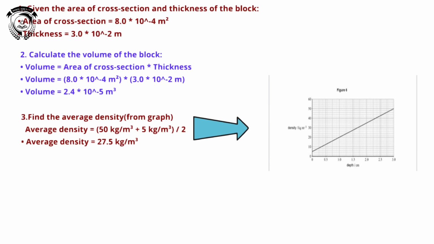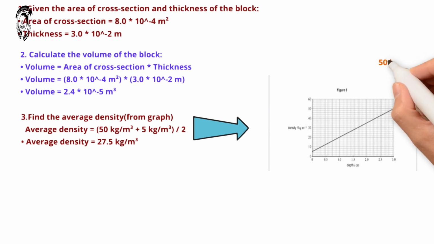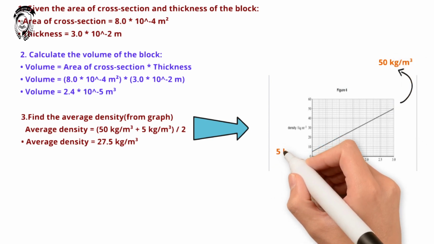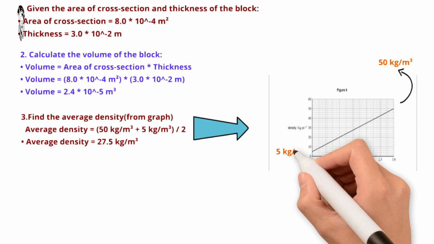And let us find the average density from the graph. Now, how will you find the average density from the graph? If you just see this figure, the maximum density is 50 kg per meter cube and the minimum density is 5 kg per meter cube. So my average will be 50 plus 5 divided by 2. Therefore the average density will be equal to 27.5.